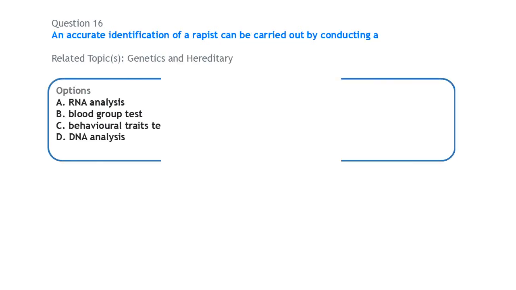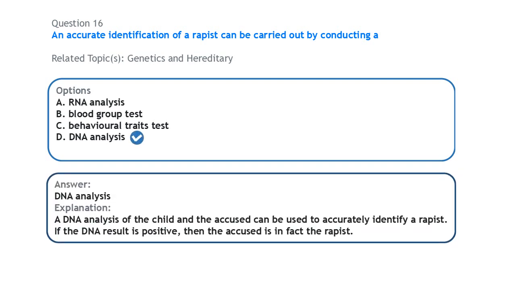Next question on genetics and heredity. An accurate identification of a rapist can be carried out by conducting a DNA analysis. A DNA analysis of the resulting child from that incident, and the accused person, can be used to identify the rapist. If the result turns out positive, that means that the accused person is the father of that child, and is the rapist.